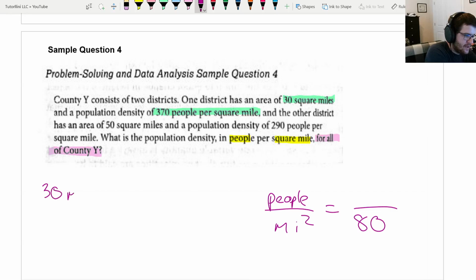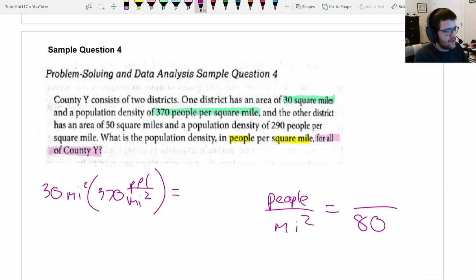30 square miles times 370 people per square mile. And you see the square miles cancel and we're just left with people. So 30 times 370 is 11,100. I think I did that right.